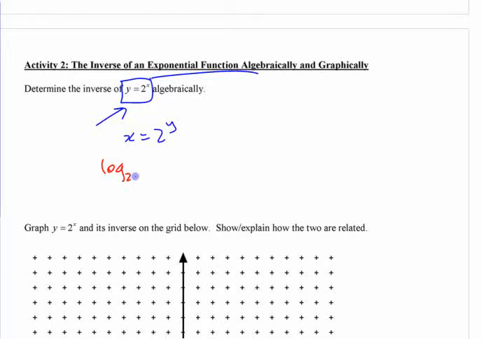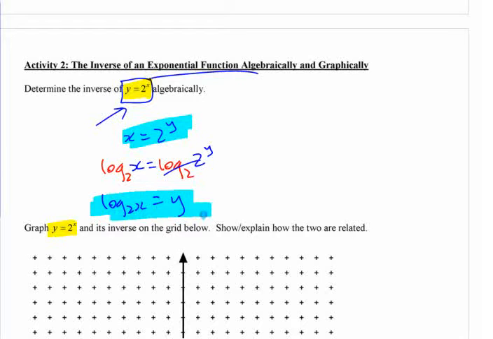Log base 2 of this, log base 2 of this. Log base 2 of x equals log base 2 of 2 to the y, or in other words, just y, right? Y equals log base 2 of x. So there's the function. Here's its inverse, right? That's the inverse solved for y.